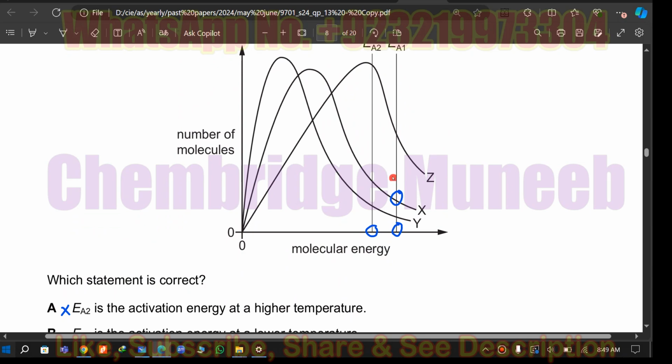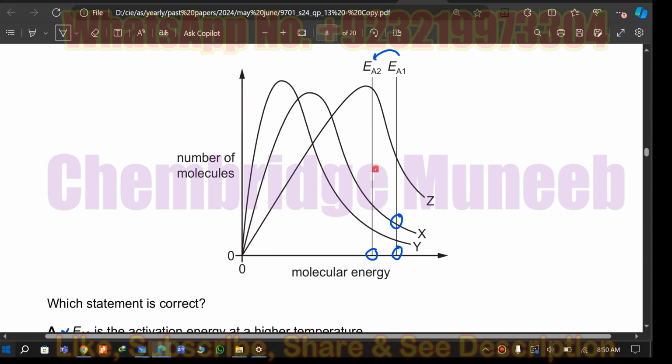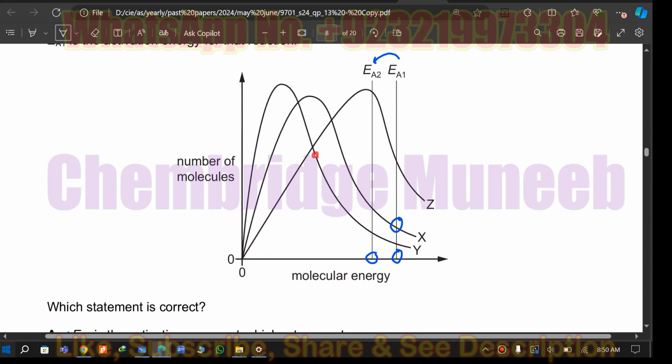Now, at the lower temperature, we get this graph of Y. Y is the graph when the temperature was lowered. Then we got this Y graph. Now, at the Y graph, the EA2 is not there. Or in case of this, we can see that EA2 has been moved over here.